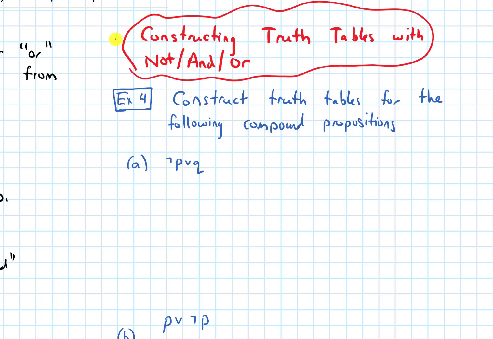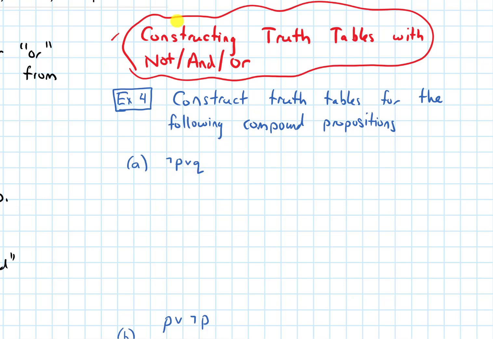In this video, we're going to do more examples where we construct truth tables that involve the operators not, and, or. So let's construct truth tables for the following compound propositions. Part A asks us to do it for not P or Q.